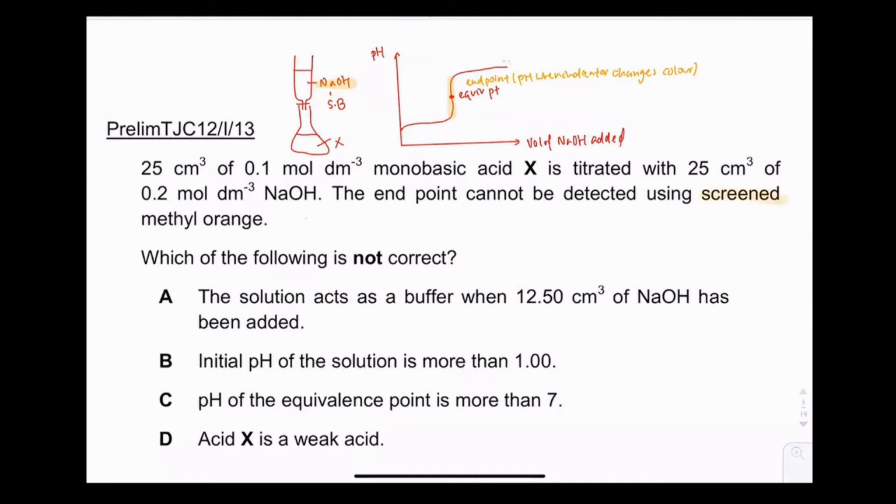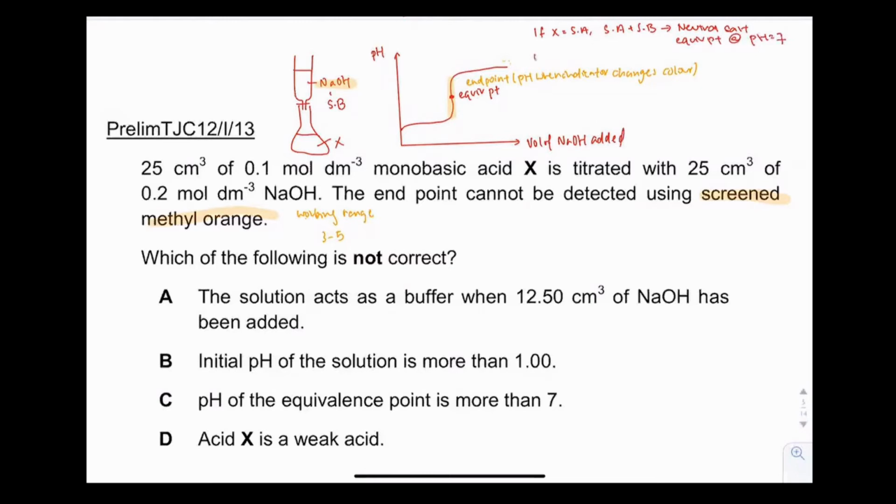So okay, let's look at screened methyl orange. The working range of screened methyl orange is between 3 to 5, meaning that it will change color between 3 to 5. So over here, if X is a strong acid, then you will have the reaction between a strong acid plus a strong base. So this will give you a neutral salt. So that means that the equivalence point is at pH 7.